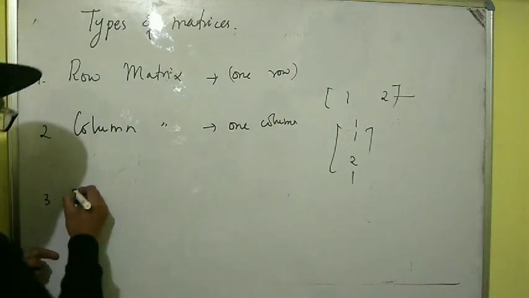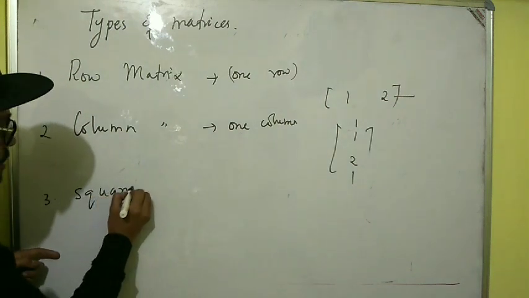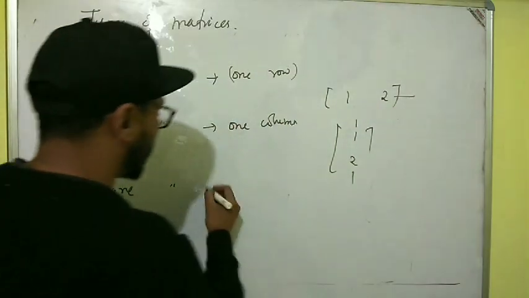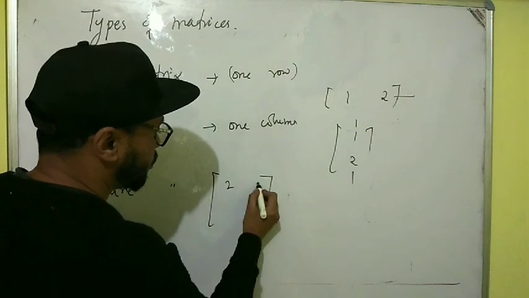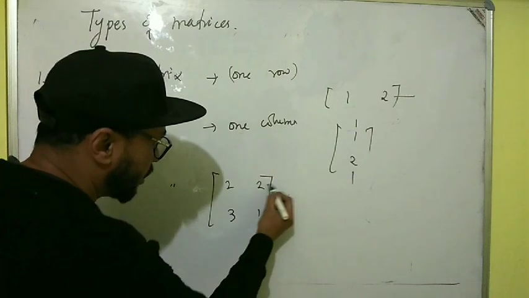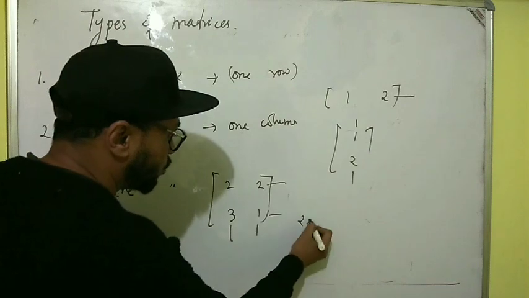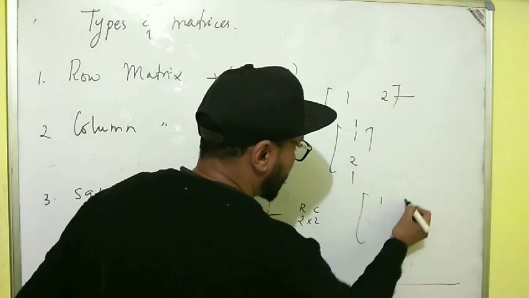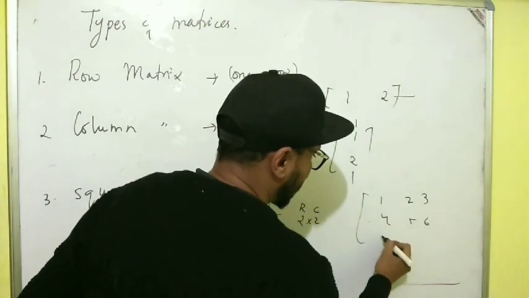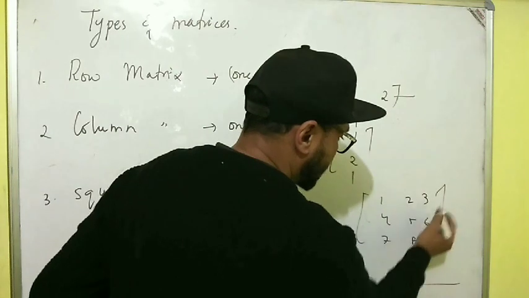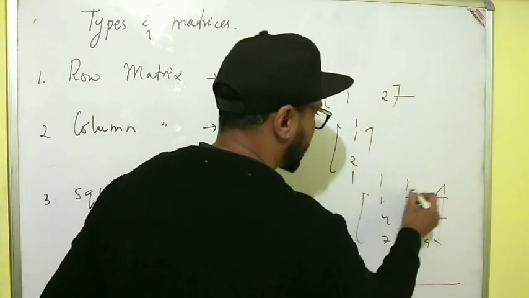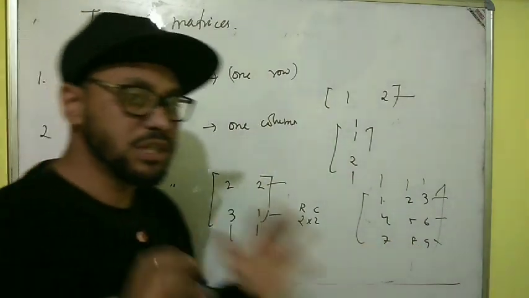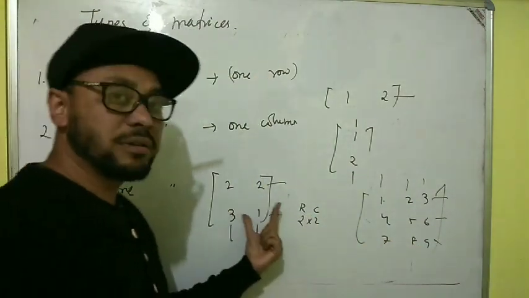Number 3 is called the square matrix. In a square matrix, the number of rows and columns has to be the same. For example, 2, 2, 3 and 1. If you look at this one, we have 2 rows and 2 columns. So the number of rows and columns has to be the same. One more example, 1, 2, 3, 4, 5, 6, 7, 8 and 9. If you look at this one, 3 rows and 3 columns. These kinds of matrices are called square matrices. Keep this in mind till class 10.